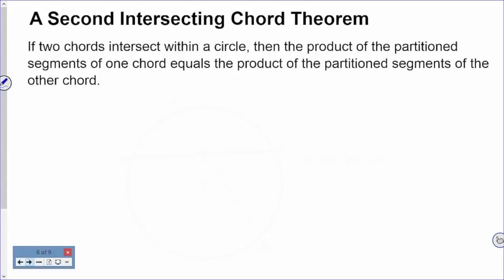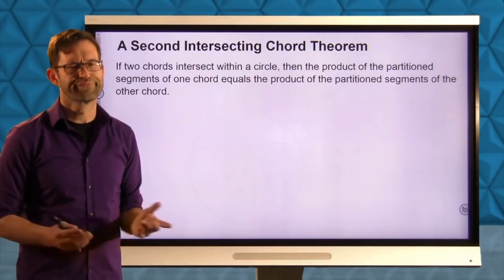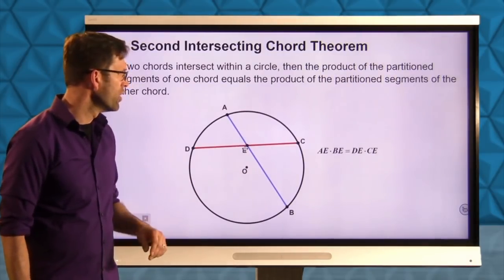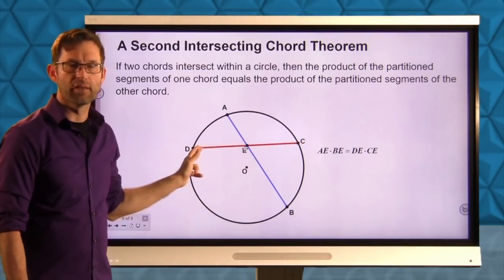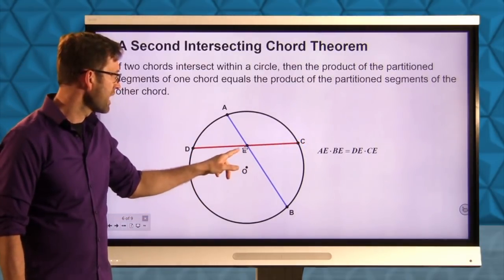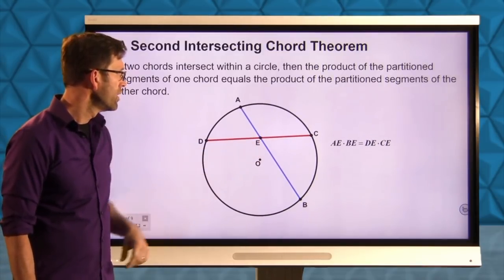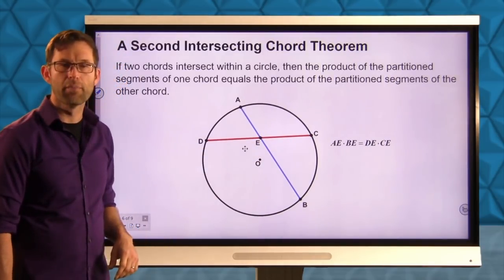If two chords intersect within a circle, then the product of the partitioned segments of one chord equals the product of the partitioned segments of the other chord. Picture. Here we go. So I've got these two chords, AB and CD, and they intersect at point E, which now is inconveniently covered by the pointer. There we go. That's a little bit better.